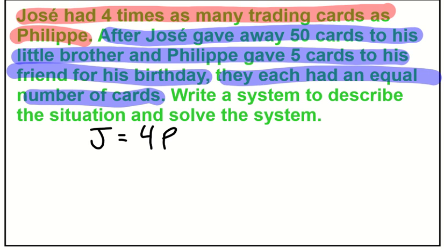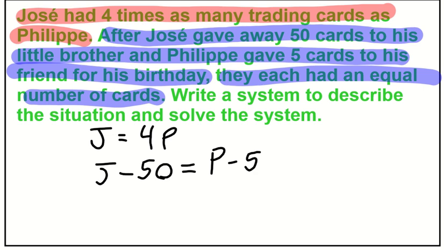The other equation, it says after Jose gave away 50 cards to his little brother, so Jose, what happened to his number of cards? Decreased by 50, so we got minus 50. It said they'll have an equal amount, and that's after Felipe gave away 5 cards. So Felipe minus 5. All right, everybody go with those two equations.